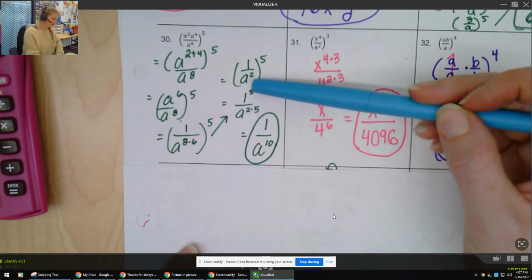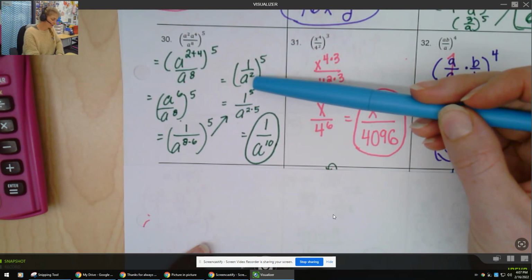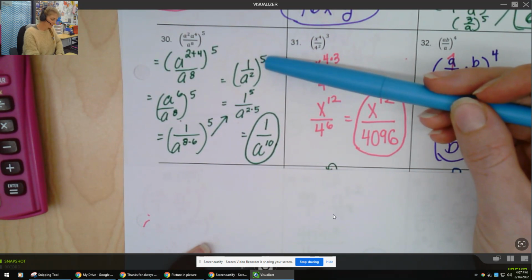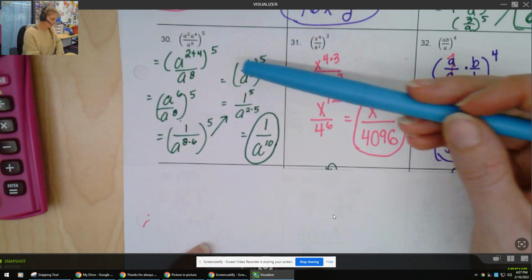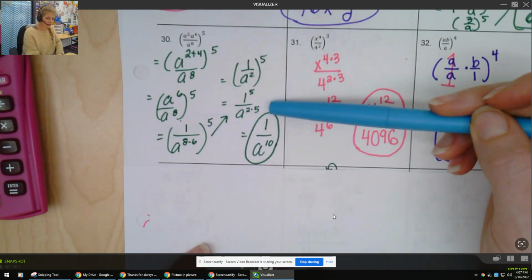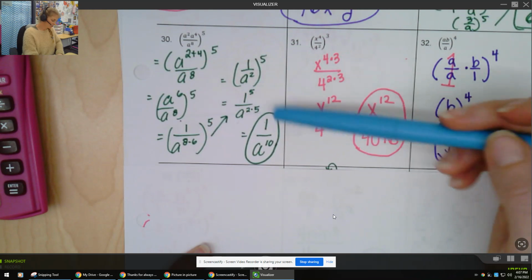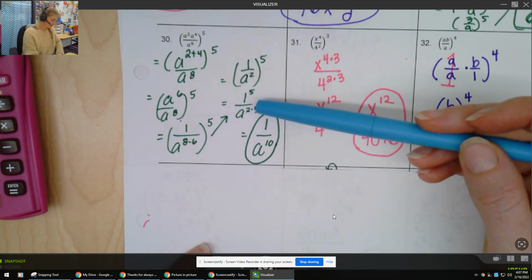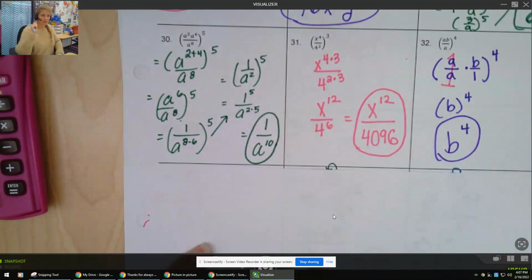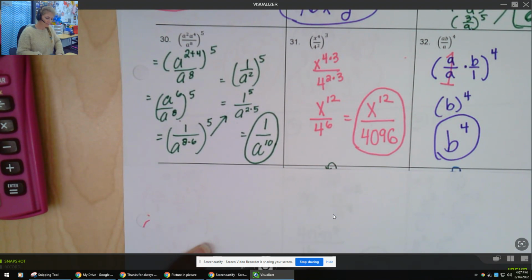So you have 2 factors of a in the denominator, and it's all being raised to the fifth. So that exponent of 5 belongs to the 1 and to the a to the second. 1 to the fifth is just 1, and a to the second to the fifth gets you a to the 10th. Power of a power, you multiply. Great job. 2 more left to go over.